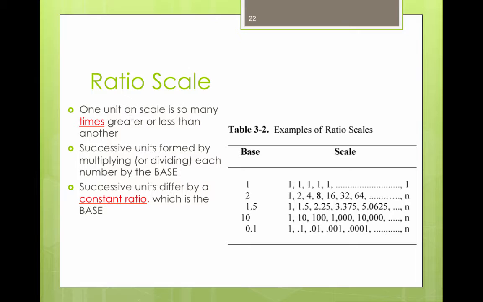So if the base is 1 times 1 times 1 times 1, you just get 1. If the base is 2, 2 times 2 is 4, 4 times 2 is 8, 8 times 2 is 16, 16 times 2 is 32, and so on and so forth. If you were to use 10 as your base, look at how quickly it grows. So 10, 100, 1,000, 10,000, 100,000. So it's growing exponentially, if you've heard of that expression. It means it's growing very, very fast, because with a ratio scale, also known as an exponent scale or a logarithmic scale, you're taking the base and you're multiplying it or dividing it.